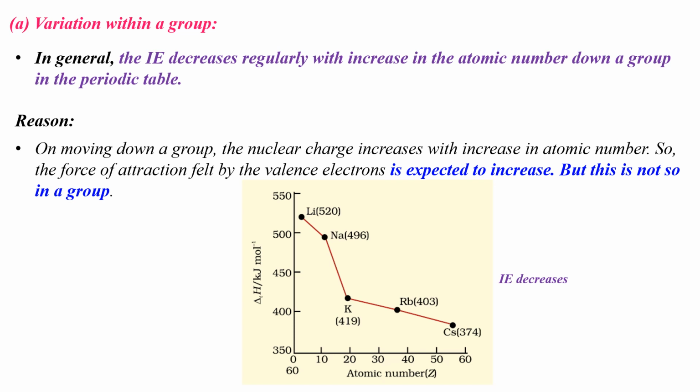Now let's see how the values of ionization enthalpy vary within groups of elements. Look at the graph showing the first ionization enthalpies of group 1 alkali metals. We can see that the ionization enthalpy decreases regularly with increase in the atomic number down a group in the periodic table. On moving down a group, the nuclear charge increases with increase in atomic number. So the force of attraction felt by the valence electrons is expected to increase. But this is not so in a group. Let's see why this is so.